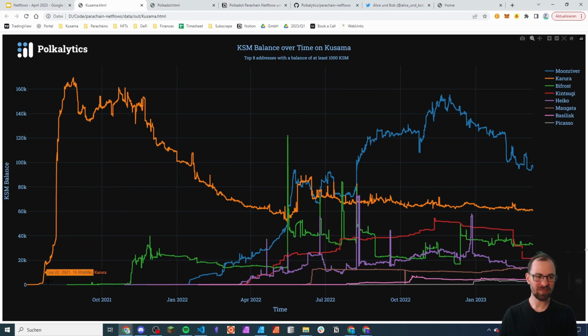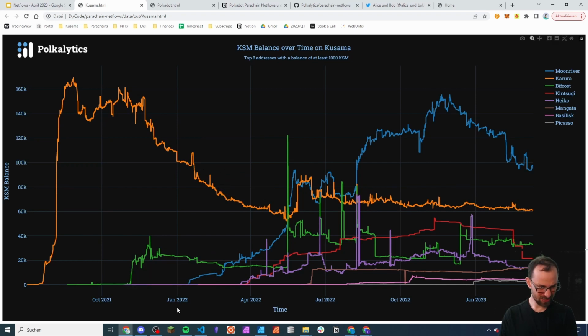Let's start with Karura because it was the first one to start. You see that it had a very sharp rise to 160,000 KSM and then a gradual decline, and now it is ranging between 60,000 and I would say 70,000 KSM. Karura was the very first parachain to start, so everyone was very excited to get their tokens there and do something. And then you can see the decline happening, I guess, when activity on other chains was starting and more opportunities were opening up.